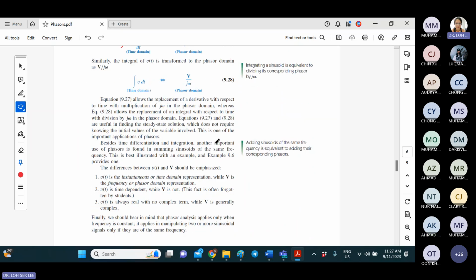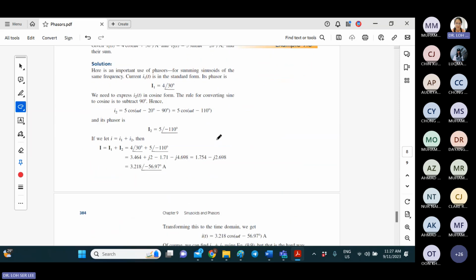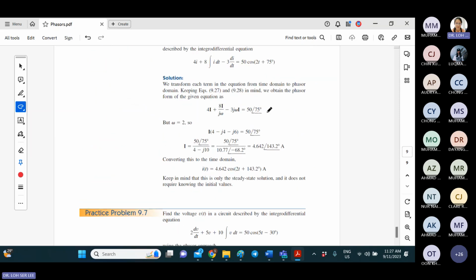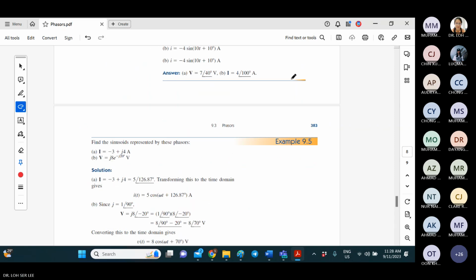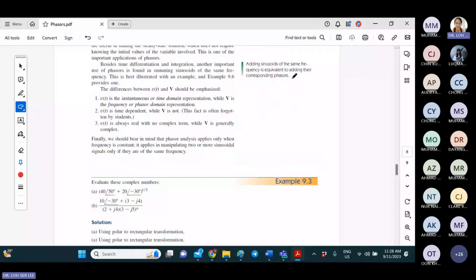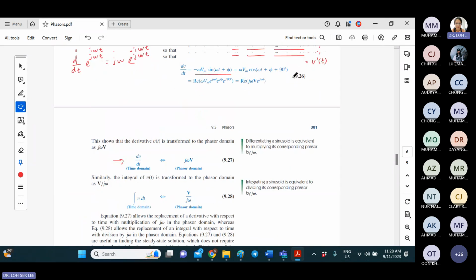Oh, because I let you have a look at the question. The question would be something like this. You want to determine the current in a circuit described by this integral differential equation. So we have to know what is this. That's why we need to differentiate. You have to know how to differentiate and how to integrate.